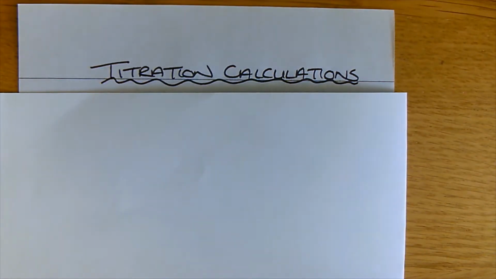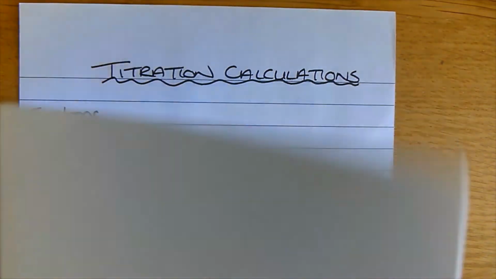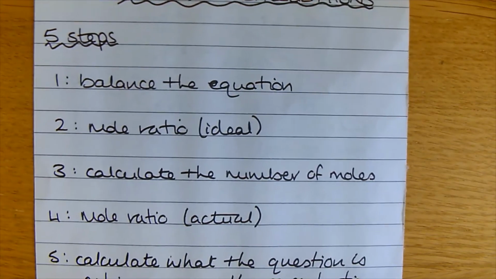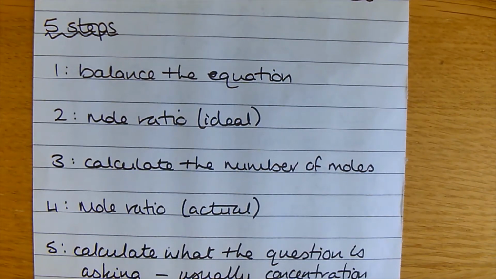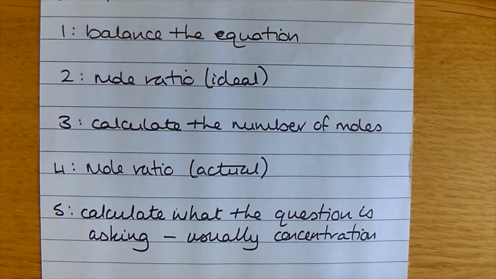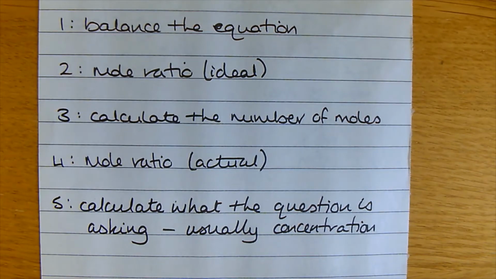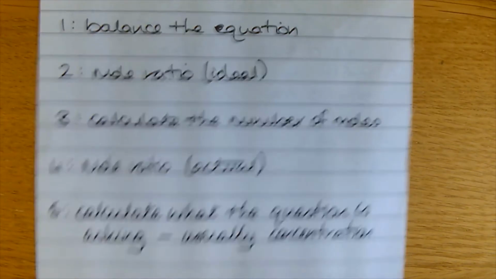Here are 5 steps to complete titration calculations. Step 1. Balance the equation. Step 2. Work out the mole ratio, the ideal mole ratio. Step 3. Calculate the number of moles that you actually have. Step 4. Calculate your actual mole ratio. And step 5. Calculate what the question is asking you. In a titration calculation, this is usually asking you to calculate the concentration of one of the solutions.